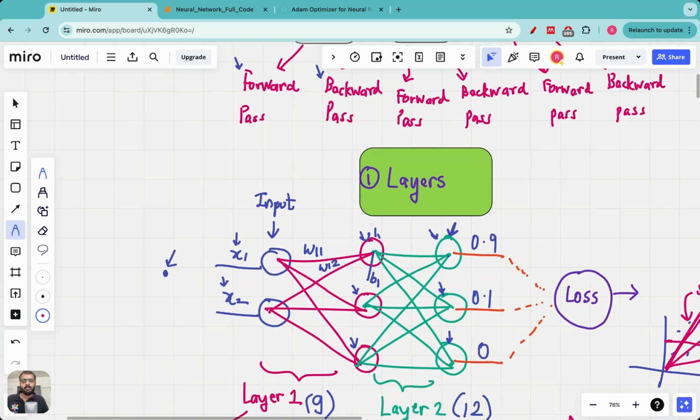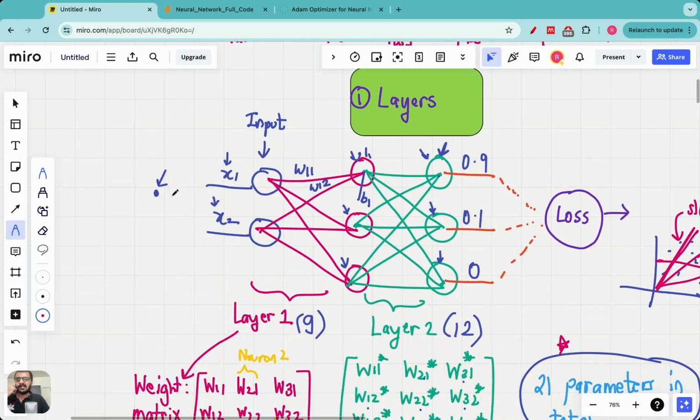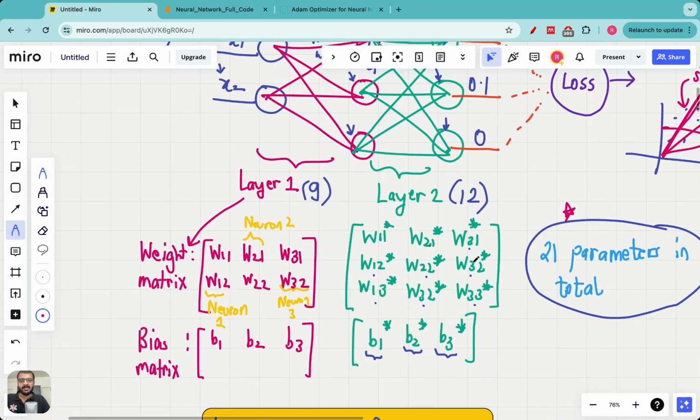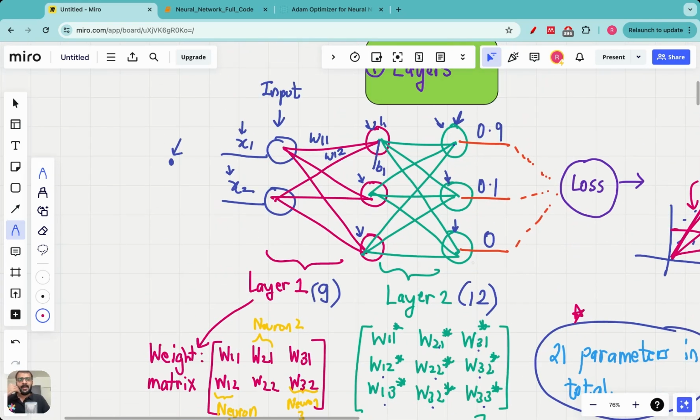Let me explain to you what that actually means. Whenever you receive an input, so let's say whenever a data point x1 or x2 is received, some computations need to happen in layer 1. Then the layer 1 output is the input to layer 2, and then the layer 2 output is, let's say, 0.9, 0.1, and 0. So some computations need to happen. When you give an input and a computation happens, and we have the predictions like this, and then a loss is found, that's called the forward pass.